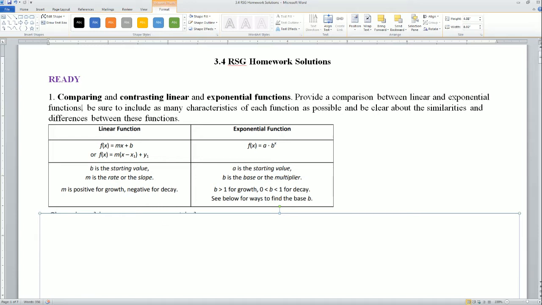These are the equations. You have y equals mx plus b, which is slope-intercept form. Then you also have this version, which is the point-slope form. Things like you have a starting value, m is the rate or the slope. There's the growth and the decay. Exponential, there's something that looks like this. We have two versions, the zero term equation and the first term equation. It varies. There's also a starting value here. Here there's a base multiplier. Here there's a growth and decay as well.